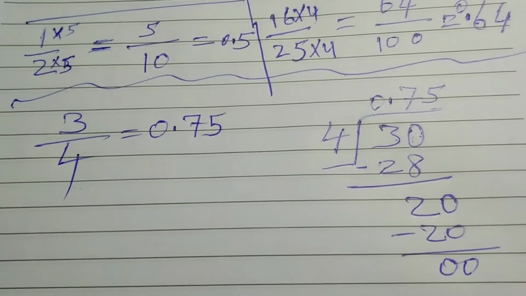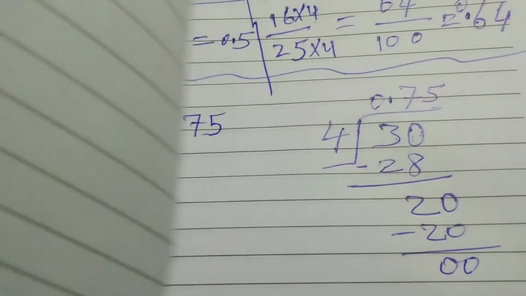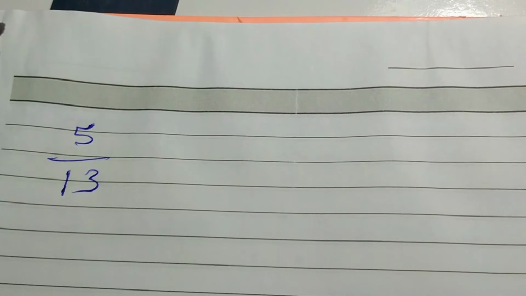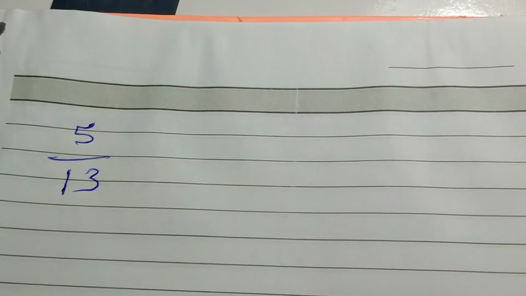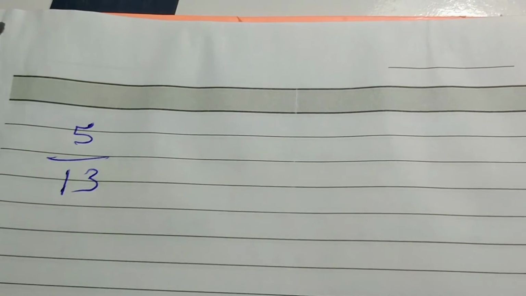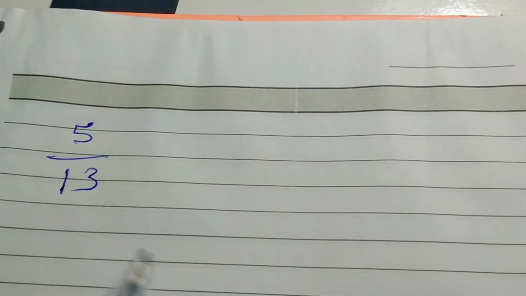Okay my dear, so now I will teach you one more question that is about non-terminating. So let's see. The question is 5 over 13. 13 is bigger than 10, and if I multiply 13 by any number, it will not be equal to 100 or 1000. So what will we do? We will use long division. The same method we will use again. So let's see.